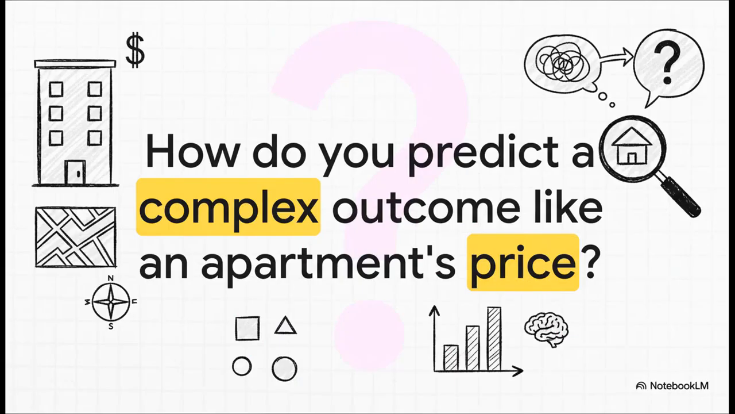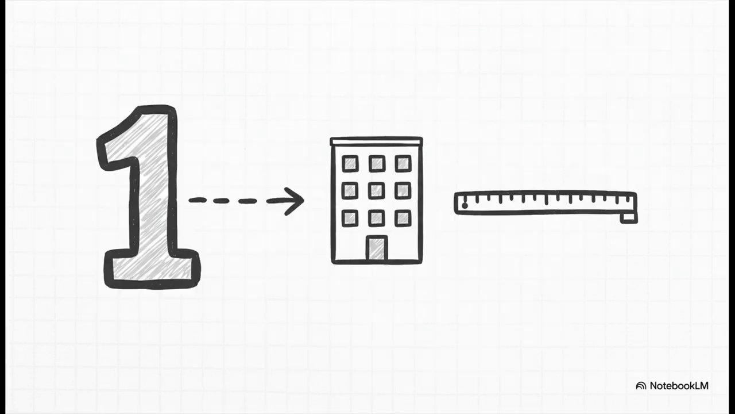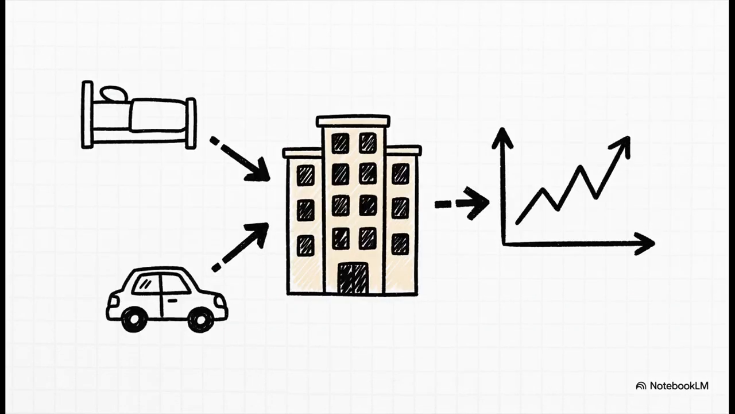So let's ground this in something we can all relate to. Imagine you have to predict the price of an apartment. It's a complex problem, right? Where do you even start? Well, a simple model is a great place to begin. You'd probably look at the most obvious thing, its size. Square footage. It's a solid logical first step. I mean, a bigger apartment should cost more. Simple enough. And it just makes sense that adding more good information should make our prediction even better.